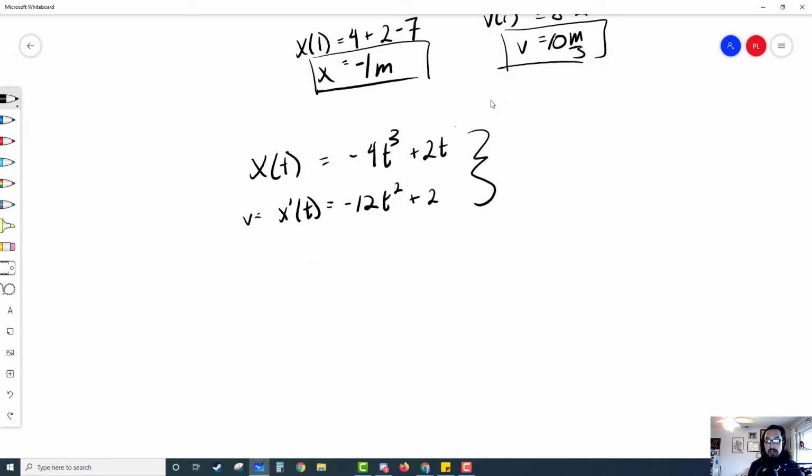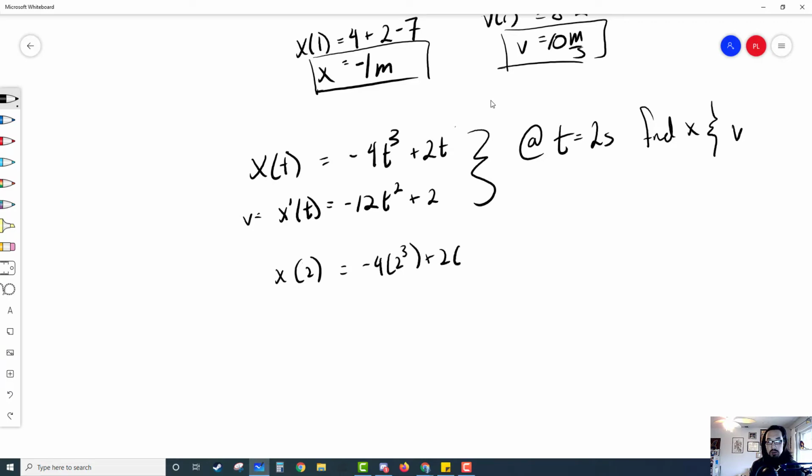And same thing, I'm going to make it simple for us again. Let's do 2 seconds. At 2 seconds, find x, so find the position and the velocity. I'm going to plug in 2. So we get -4 times 2 cubed plus 2 times 2. 2 cubed is 8, times -4 is -32, plus 2 times 2 is 4. So we can say that the object is at -28 meters at 2 seconds.